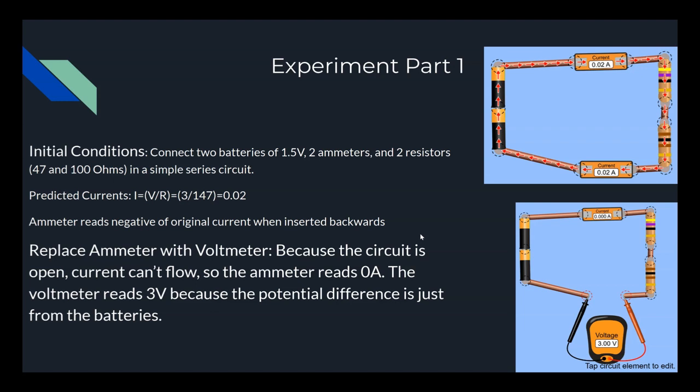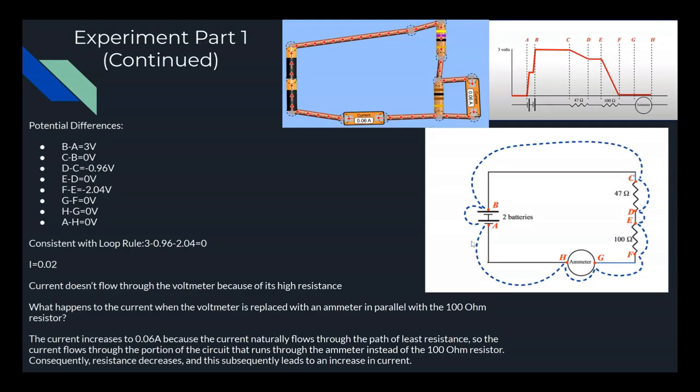For the second portion of this first part of the experiment, we replace the emitter with a voltmeter, and because the circuit is open, the current can't flow, so the emitter reads 0 amps, and the voltmeter reads 3 volts because the potential difference is just from the batteries.